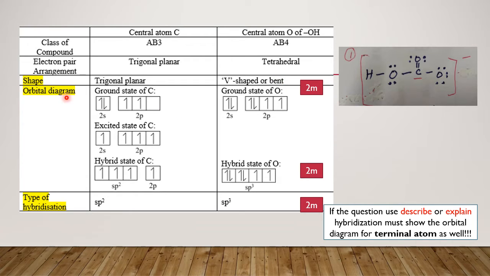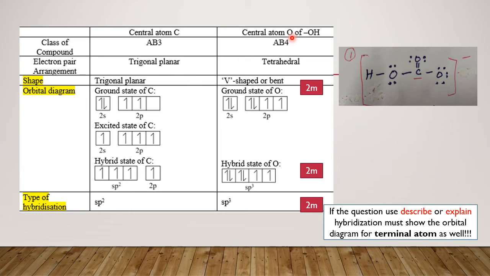Okay, now the orbital diagram. Before you proceed to the hybridization diagram, you must show the orbital diagram for the central atom. For this time, you just need to show it for the central atom. But if the question uses the word describe or explain hybridization, you must show the orbital diagram for the terminal atoms as well. Actually, for this question, if you want to show it, it doesn't matter, because you just need to show it for hydrogen and oxygen. Okay, hydrogen 1s, oxygen 2s2, 2p4. That's all. But for the oxygen, one is O, another one is the O negative ion. You refer to the Lewis structure for the terminal atom. Okay, now we focus back on the central atom.